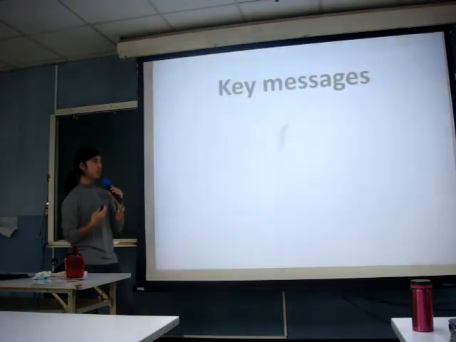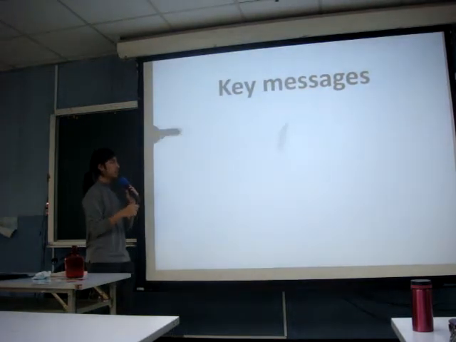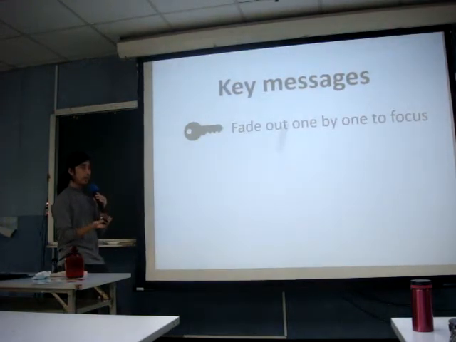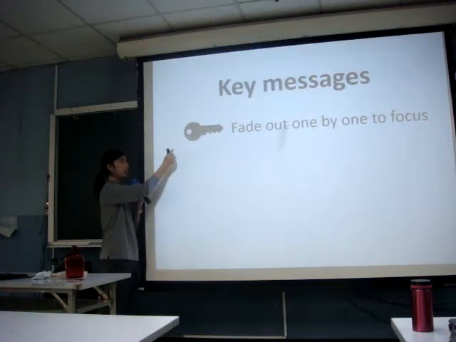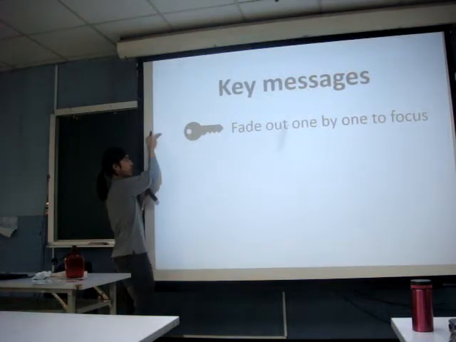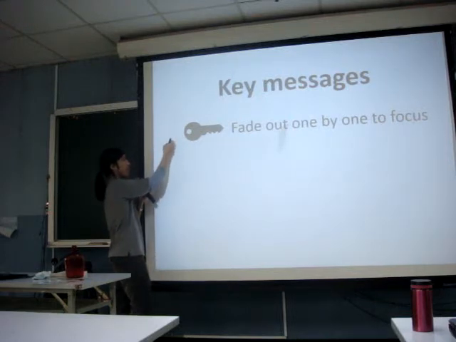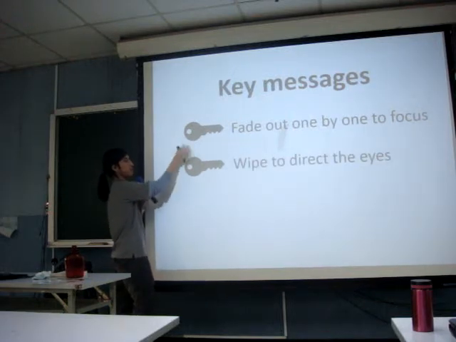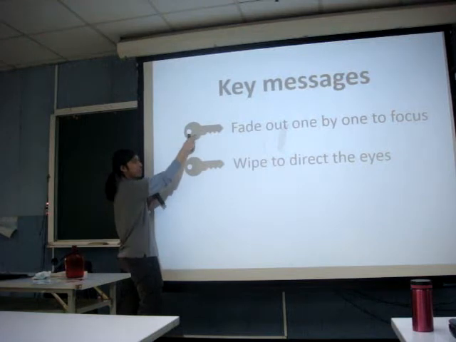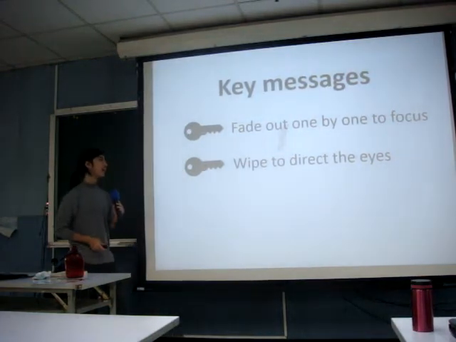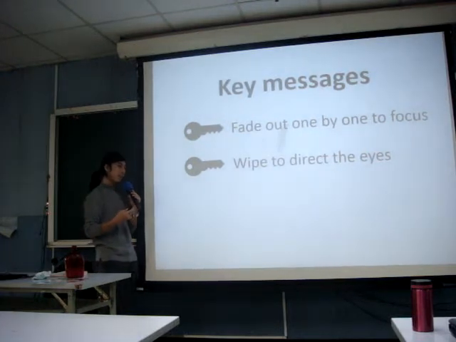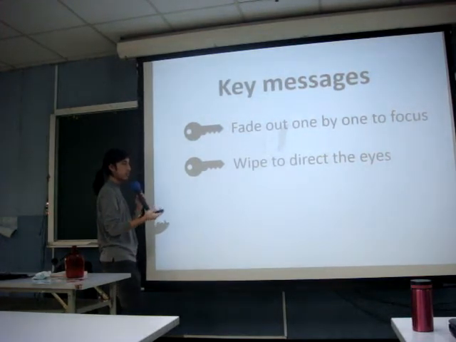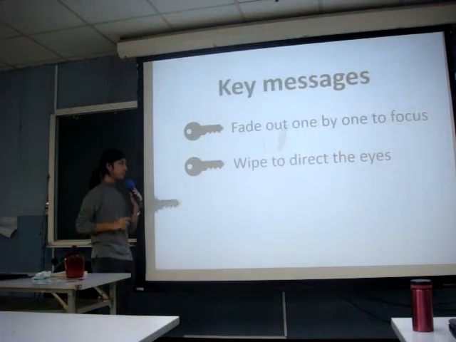So the key message about the animation part is to use fade out one by one to focus your audience's sight on one thing. Just like I showed this first one and then the next one, to prevent you from seeing the next one when I'm talking about the first one. And next is to use wipe to direct the eyes. It is really effective when you are using lines or arrows.